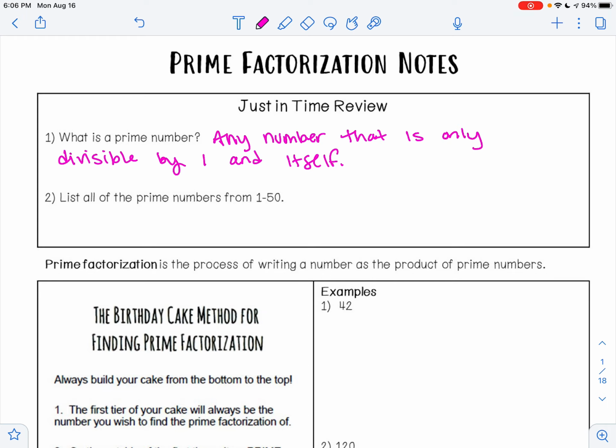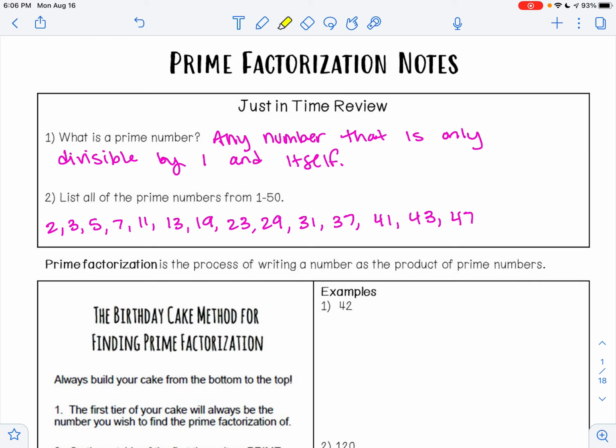So, the prime numbers from 1 to 50 are 2, 3, 5, 7, 11, 13, 19, 23, 29, 31, 37, 41, 43, and 47. So these are prime numbers. The only numbers that go into these numbers are 1 and itself. None of these numbers have other factors besides 1 and itself.